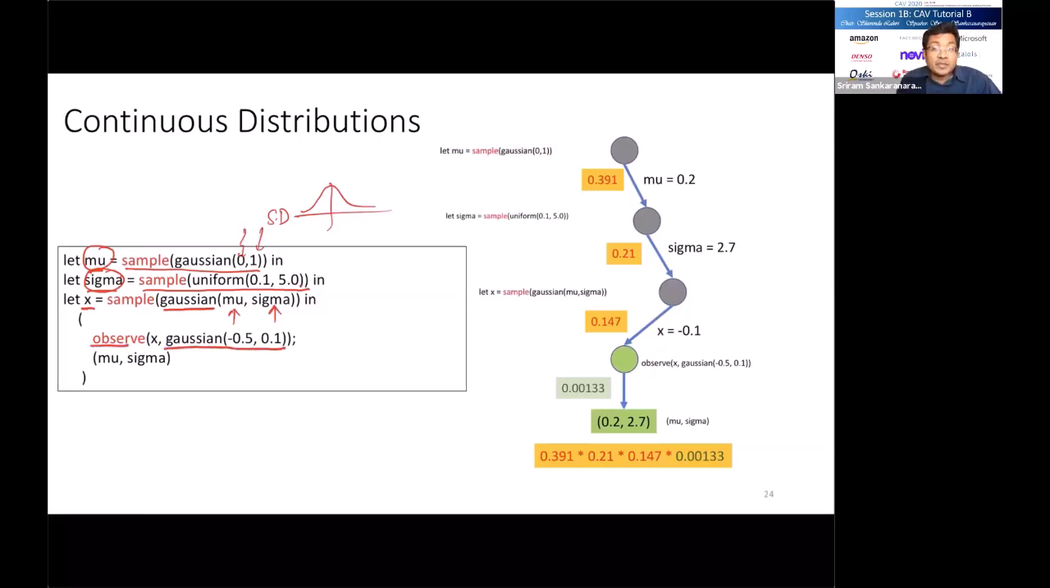This is a soft observation. So X itself is a Gaussian with mean minus 0.5 and standard deviation 0.1, and return the pair mu, sigma as the return value of this program. It's a continuous probability distribution, and I would love to do the same thing. I would love to say, let me take a path execution of this program. Let's talk about mu equals 0.2. What's the probability that mu equals 0.2?